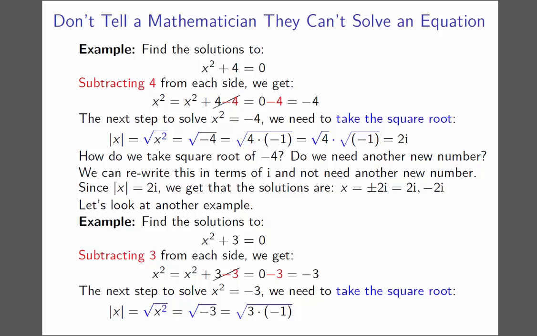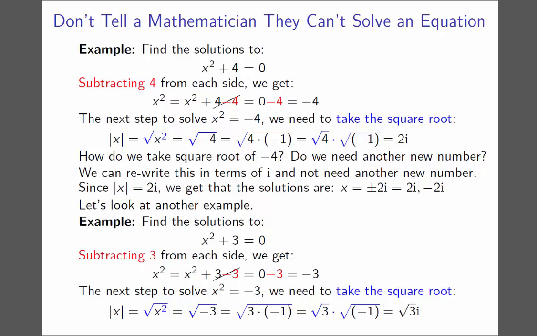Like in the above example, we can split up the square root of 3 times negative 1 as the square root of 3 times the square root of negative 1. And the square root of 3 we can't simplify, we just need to leave as the square root of 3, but the square root of negative 1 is i. So what we have is the square root of 3 times i. It's important to note here that i is not under the square root in this.